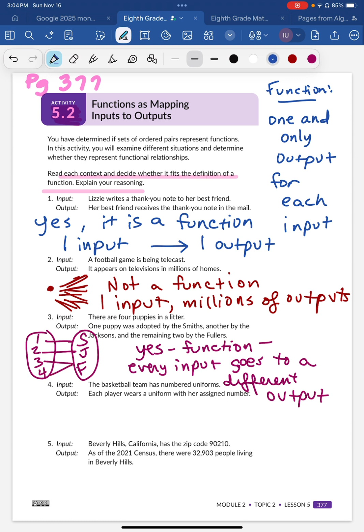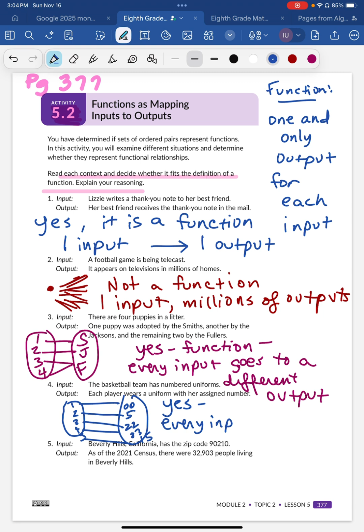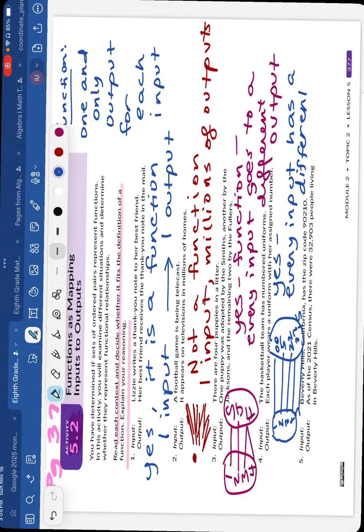The basketball team has numbered uniforms. Each player wears a uniform with her assigned number. So let's just say there's 5 people. And then if the numbers were 0, 00, 5, 22, 23, and 15, and then each person wore their own number, then yes, every input has a different output. Sorry.